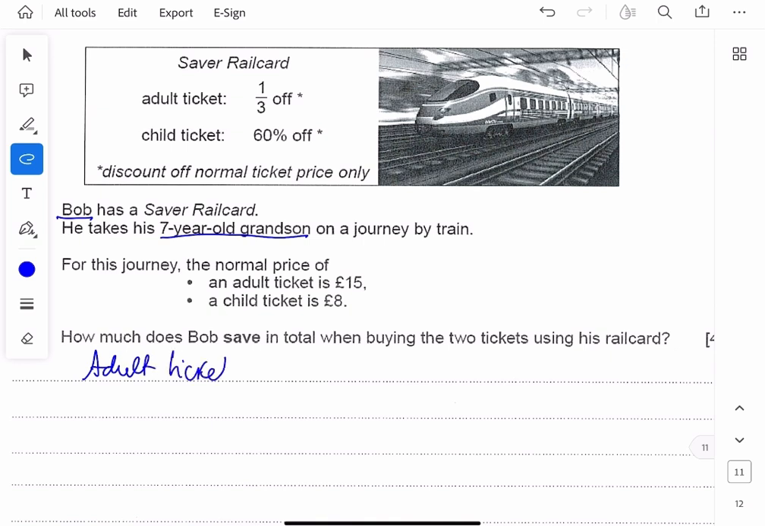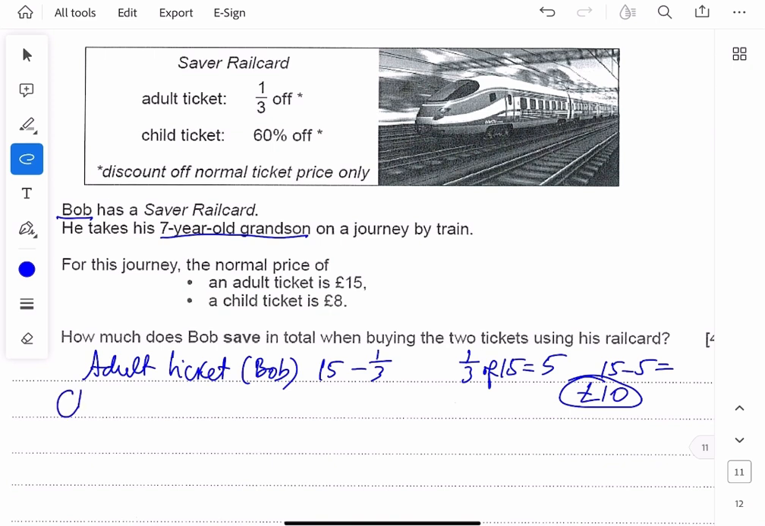So adult ticket costs £15 full price. That is for Bob. We have to subtract 1/3 from it. So 1/3 of 15 is 15 divided by 3, which is 5. So take it away from 15, that is £10. So for Bob it will cost £10.